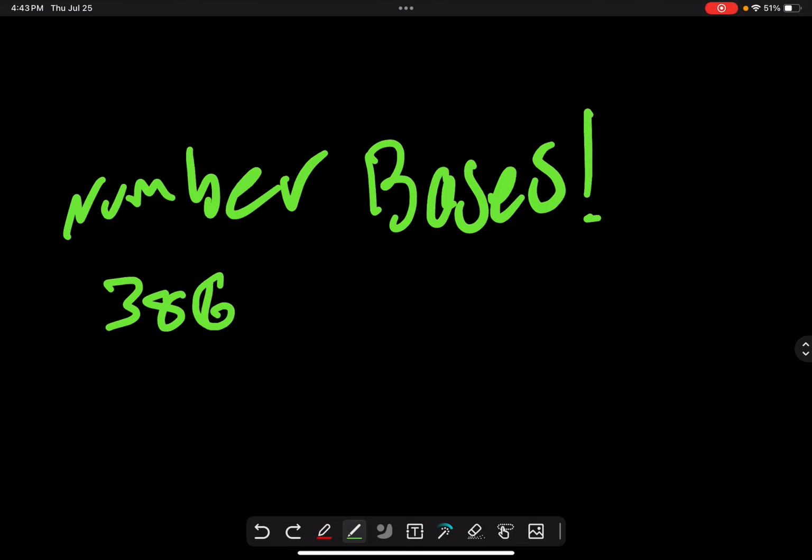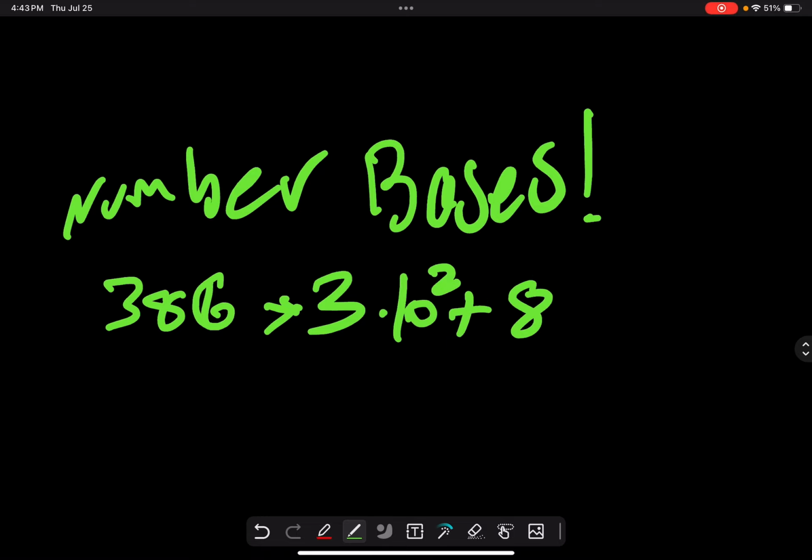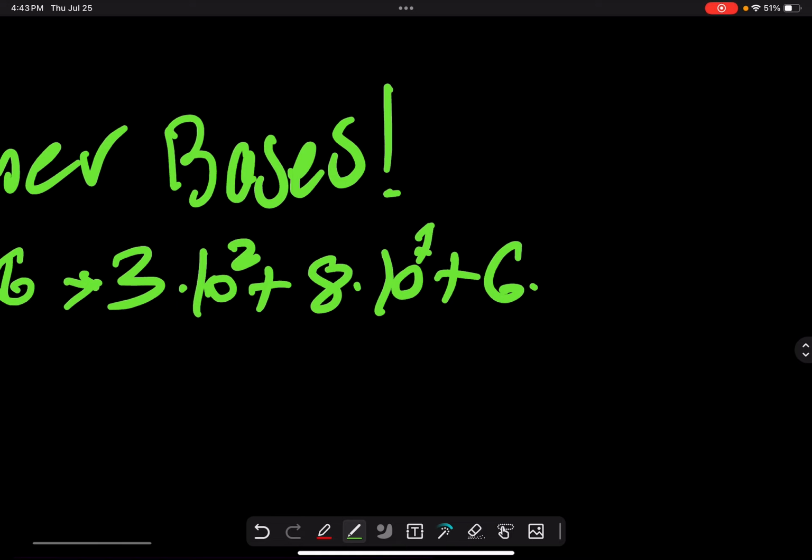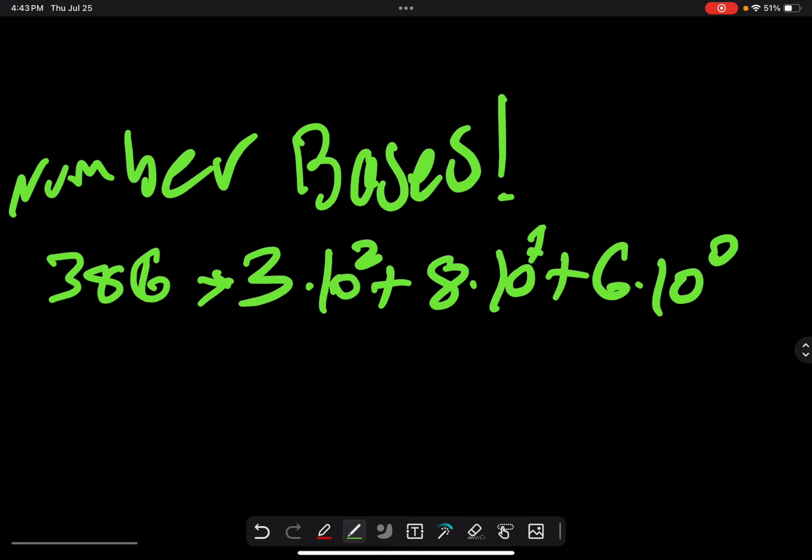And what it really represents is 3 times 10 squared plus 8 times 10 plus 6. I probably should say 10 to the first power times 8, and 10 to the 0th power times 6. So this is what it actually means to have the number 386. These are essentially coefficients describing the number. So there's 3 of 10 squared, 8 of 10 to the first power, and 6 of 10 to the 0th power. And so that's what it actually means to have a base.